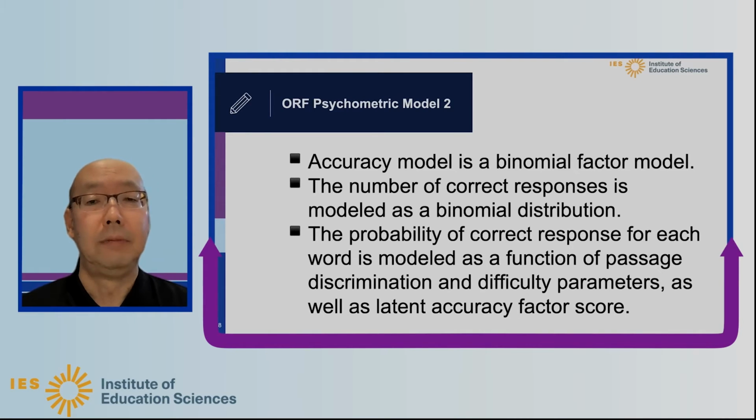And the number of the correct responses is modeled as a binomial distribution. And within the binomial distribution, the probability of the correct response for each word is modeled as a function of the passage discrimination and difficulty parameters, as well as a latent accuracy factor score.